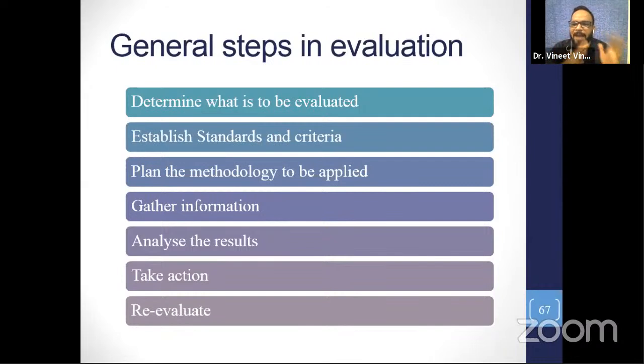So similar to planning, evaluation is also an ongoing phase. You have to keep doing it until you are satisfied that you have met the objectives.